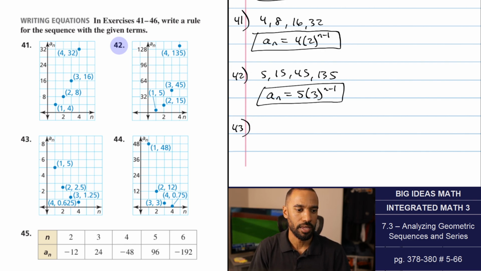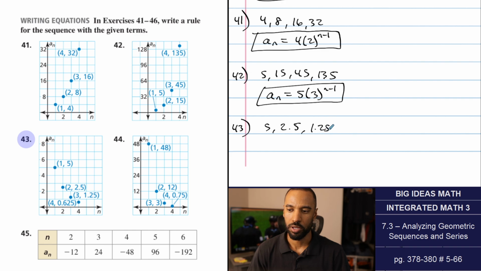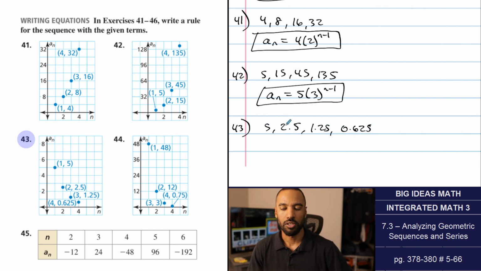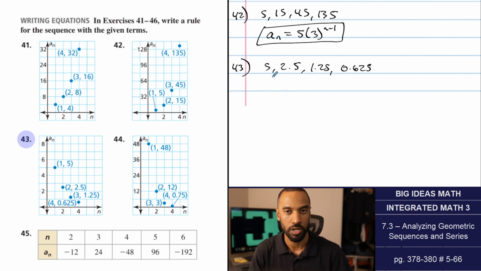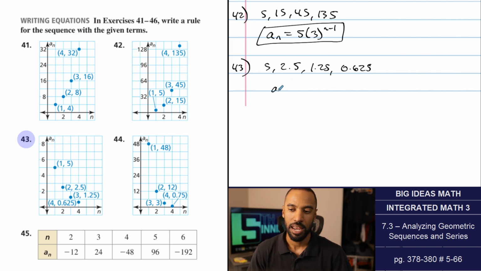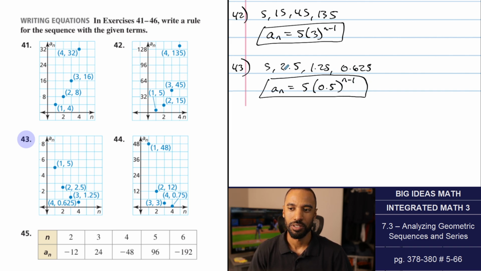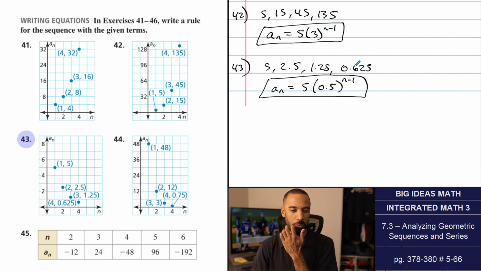On number 43, these numbers do go down like a division, and a division is multiplication by a fraction less than 1. So 5, 2.5, 1.25, and 0.625. Even if you have trouble with the last couple, a lot of us know that half of 5 is 2.5, so we're taking half of them. Half is our common ratio. Or 0.5. And I might want to write out 0.5 this time just because we had decimals. So if we have decimals here, maybe put a decimal there. I don't mind.